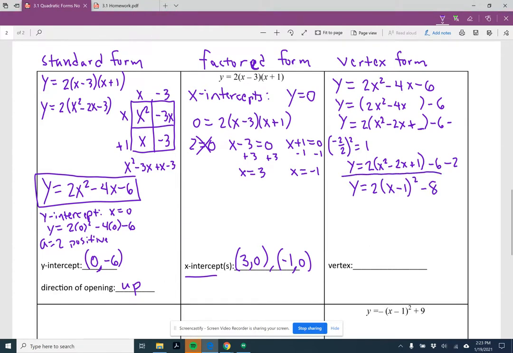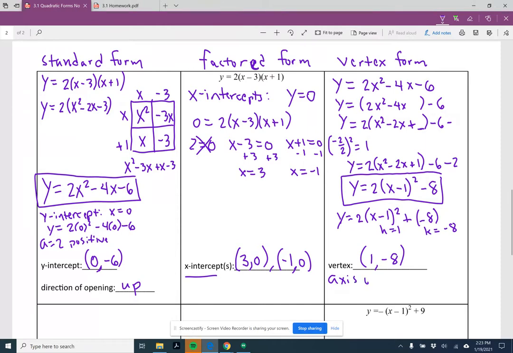And there is our vertex form. Now I want you to notice that that's a x minus h squared plus our k. So h is 1 and k is -8. We already knew that a was 2. Our vertex is 1 comma -8. That would be the turning point.